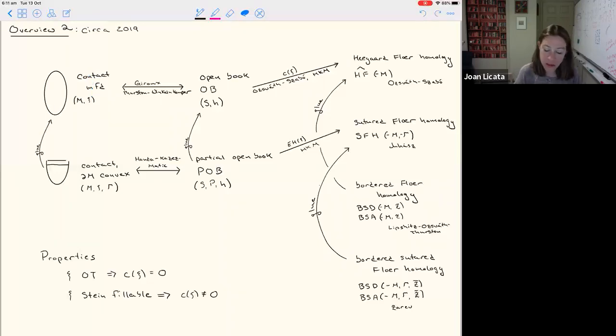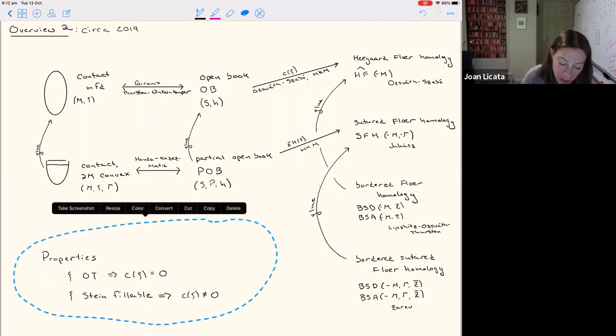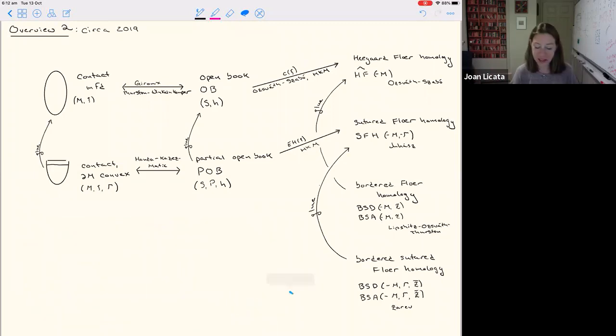So the other thing that we see is that if you follow across the second row with a little bit of a slant, that from a contact manifold with convex boundary, we have this partial open book construction, and then that leads to, again by HKM, an invariant that lives in the sutured Floer homology of the manifold with the negative orientation. So what you're supposed to notice here, though, is that there's some space.